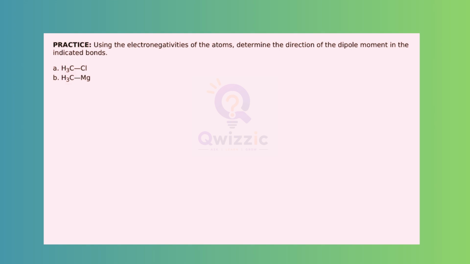Hello everyone, so in this video we're going to go ahead and use the electronegativities of the atoms to determine the direction of the dipole moment in the indicated bonds. So the ability of an atom to attract the shared pair of electrons towards itself is what we call electronegativity. The dipole moments occur in bonds as a result of differences in electronegativities of the bonded atoms.